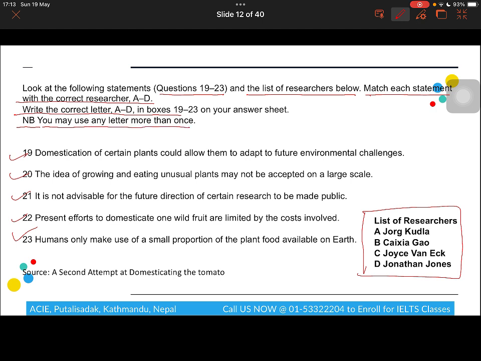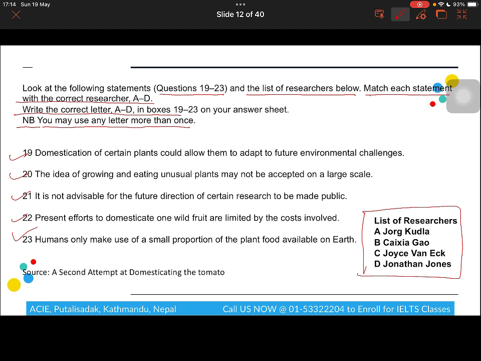As we can see, there are 5 questions, whereas only 4 options of researchers for us to match. So we obviously know that one or multiple of those researchers have to be repeated, twice or multiple times in this case. So let us start doing this question.